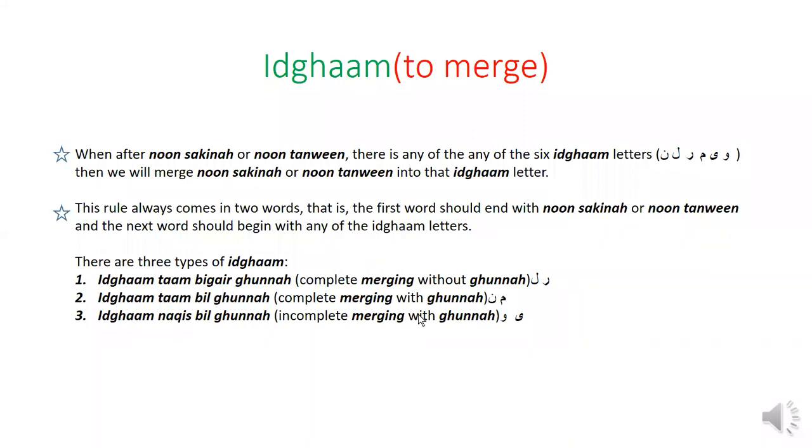Okay, so there was a small mistake. It was over here, it was written without, but it is with. So, idgham tam bil gunna means complete merging with gunna. And idgham nakis bil gunna means incomplete merging with gunna. And the letters are ya and wow.